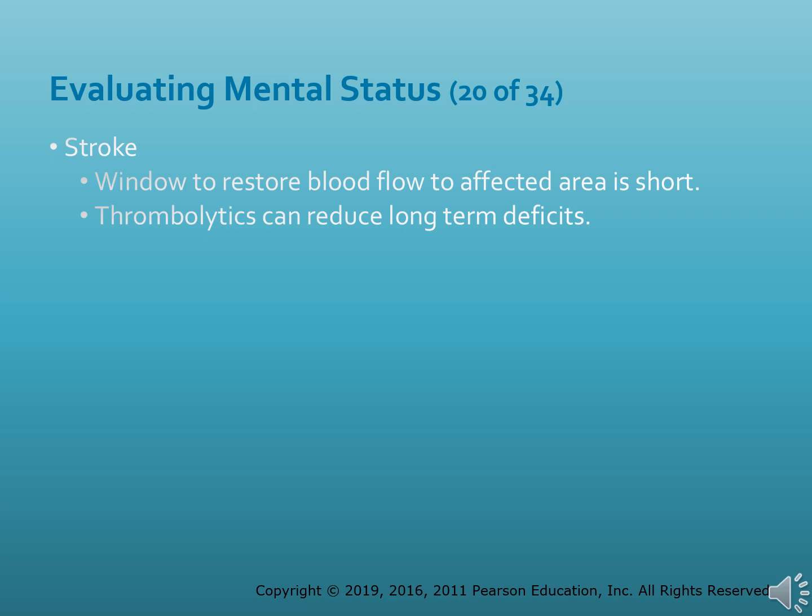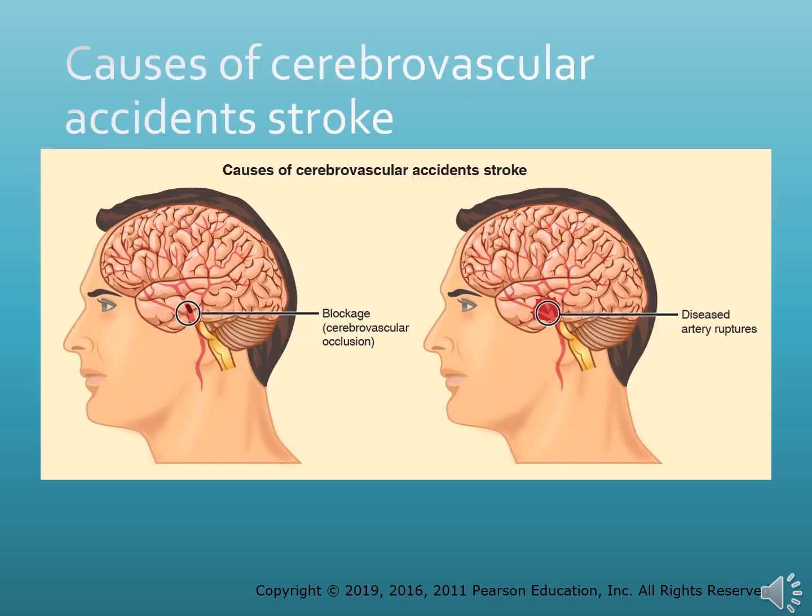In rural parts of the states, you can actually give them thrombolytics at your local hospital if they carry them, and then fly them to a stroke center, and that is your best option. Any patient having a stroke with a positive stroke scale, you should be contacting dispatch and getting a helicopter launched right away if they have not already auto-launched them. On here, you can see on the left side the blockage, or cerebral vascular occlusion, whereas on the right side it's a diseased artery that actually ruptures.